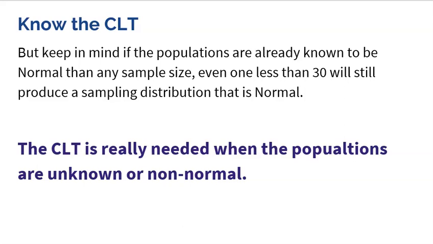So truthfully, the central limit theorem is really only needed when the populations are unknown or specifically given to you as non-normal, or maybe skewed left or skewed right. If that happens, we do need our sample size to be 30 or larger so that the sampling distribution can still be normal.